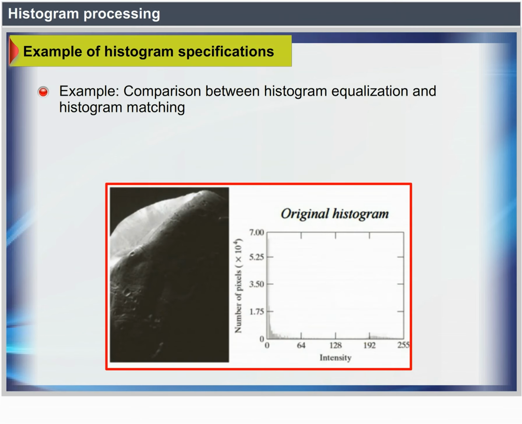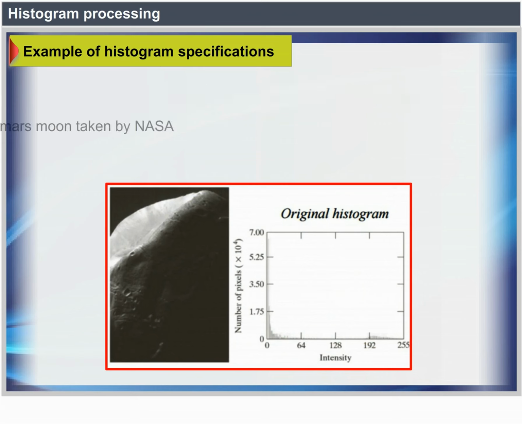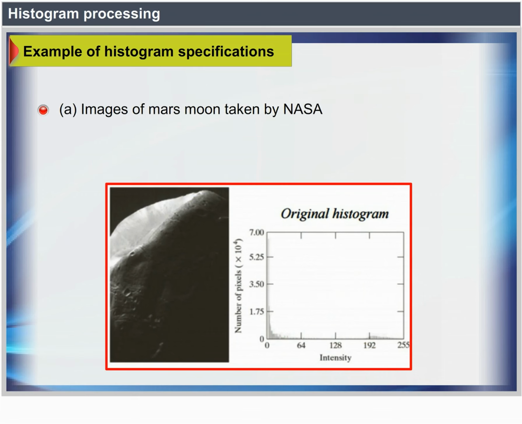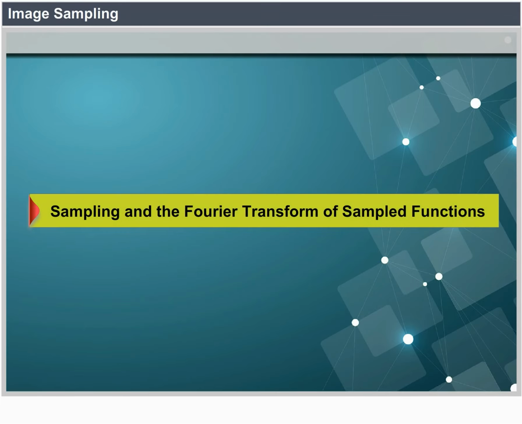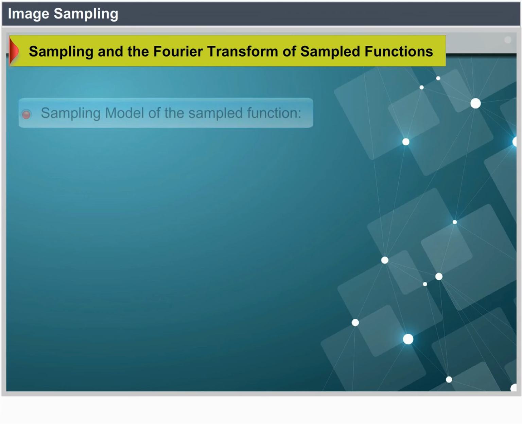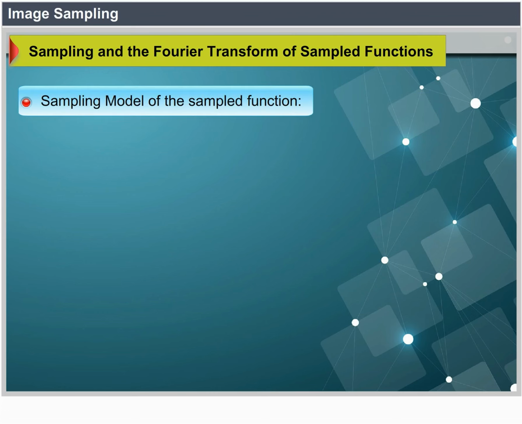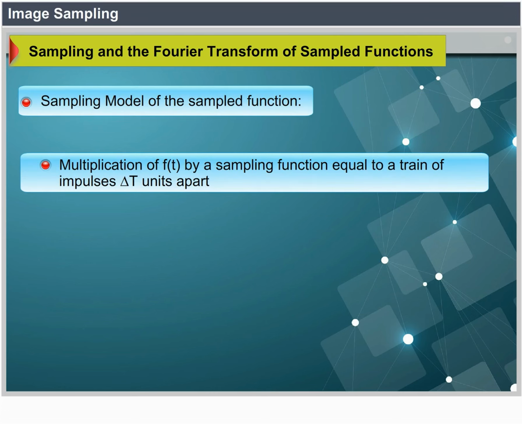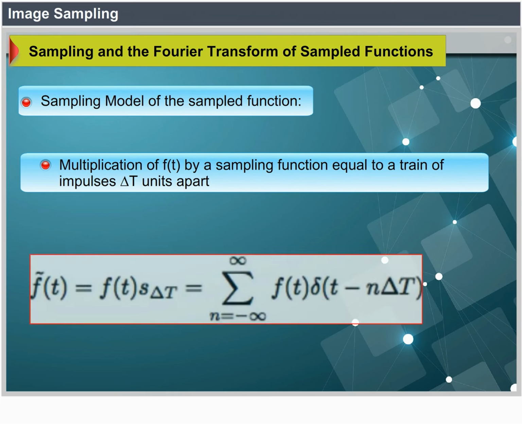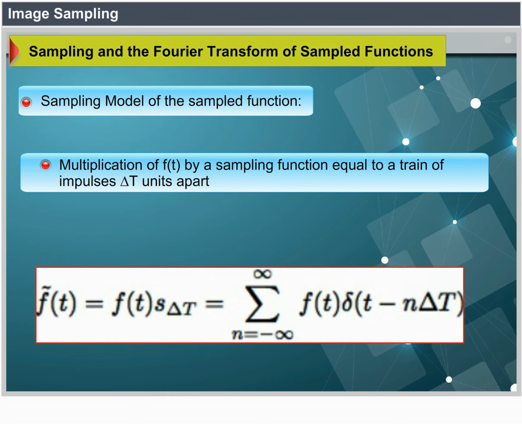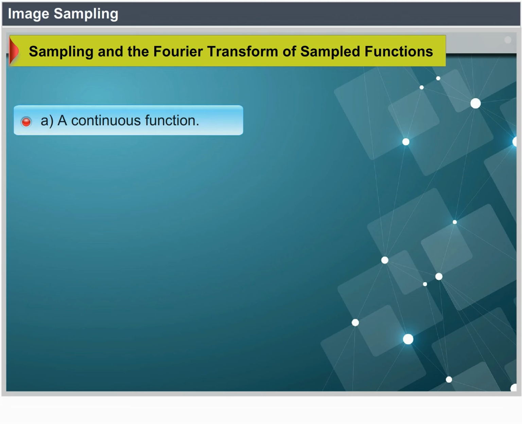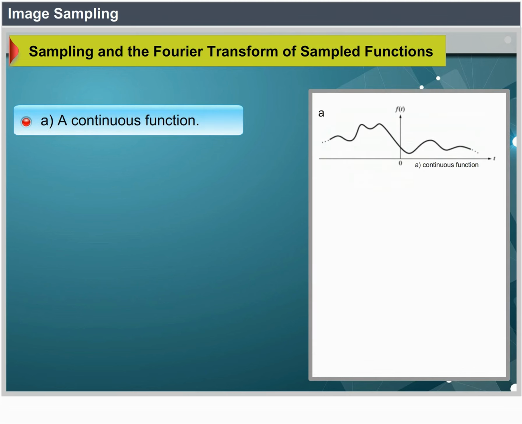The equation is as shown on screen, where A represents a continuous function, B a train of impulses, C the sampled function formed with the product of A and B, and D the sampled values obtained by using the shifting property. The Fourier transform of sampled functions is an infinite periodic sequence of copies of F(μ), the continuous transform. Separation between copies determined by 1/ΔT is also shown on screen.